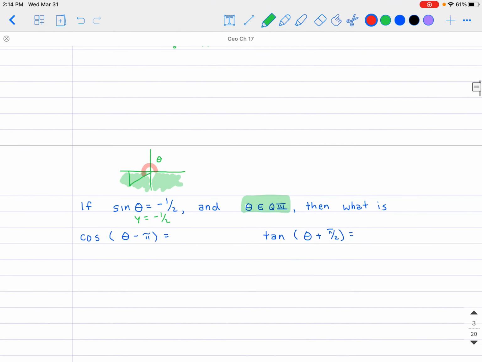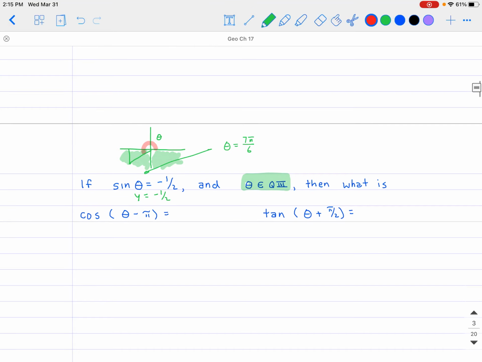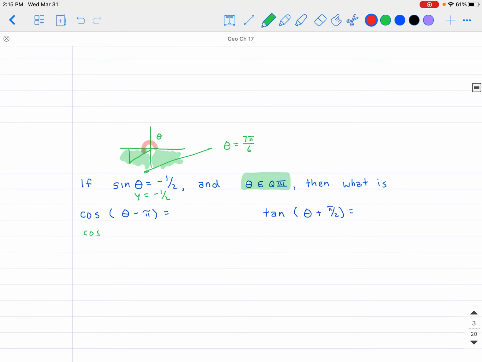So going back to my question over here, this tells me that theta is equal to 7 pi over 6. And as soon as we have that, we can go ahead and throw theta into each one of those equations and solve for it. So the first one, cosine of 7 pi over 6 minus pi, is the same thing as cosine of pi over 6. What is cosine of pi over 6? According to the unit circle, that is equal to √3 over 2.